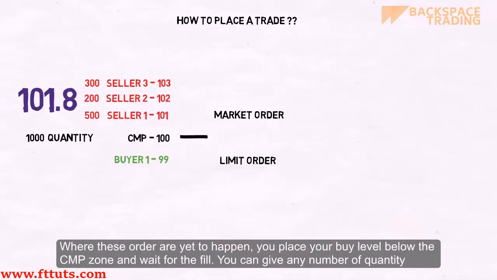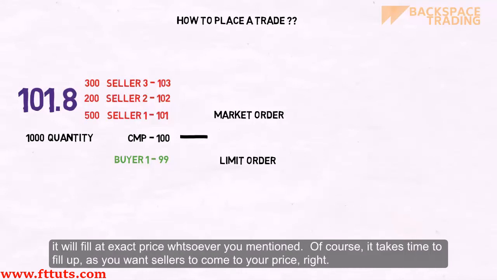These orders are yet to happen. You place your buy level below the CMP zone and wait for a fill. You can give any quantity, and it will fill at the exact price you mentioned. Of course, it takes time to fill, as you want sellers to come to your price, right?